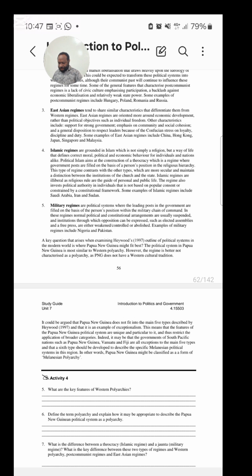Okay, let's move on. Number 4 is you have Islamic regimes. Now, Islamic regimes are grounded in Islam, the religion of Islam. And I'll read: Islamic regimes are grounded in Islam, which is not simply a religion, but a way of life that defines correct moral, political, and economic behavior for individuals and nations alike. So in Islamic regimes, you can say the country is administered through Sharia law or Islamic laws, values, and teachings.